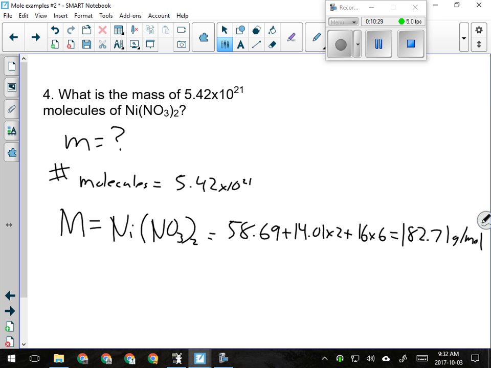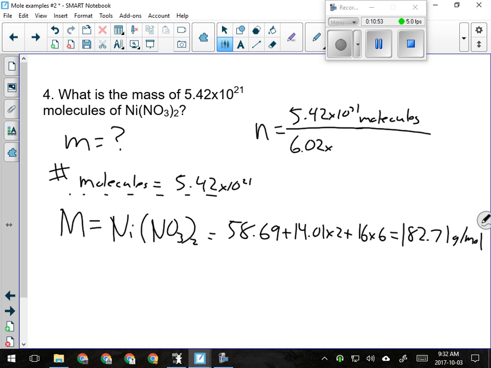If I'm going to calculate m, I need big M and I need n. So I've got to use the number of molecules and Avogadro's number to get n. So n will be 5.42 times 10 to the 21, the number of molecules I have, divided by the number of molecules in a mole. I'm going to put the units on here so you see what we're doing: molecules, and then 6.02 times 10 to the 23. Really what this is saying is molecules per mole. What's going to cancel here? Now I'm going to be left with moles.